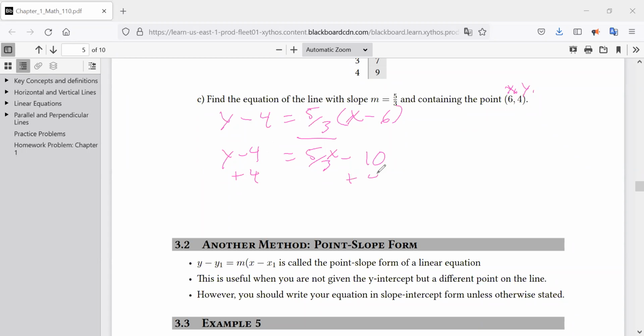So we add 4 to both of these, and we get y is equal to 5/3 x minus 6. So even if you were to start with this method, this is a perfectly legitimate version of the equation of a line. It's in point slope form, but you could rearrange it to get back to slope intercept form.